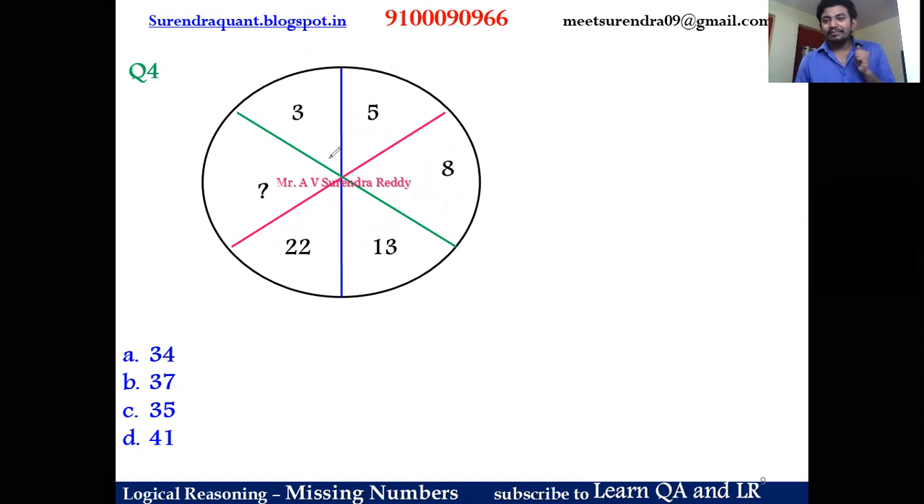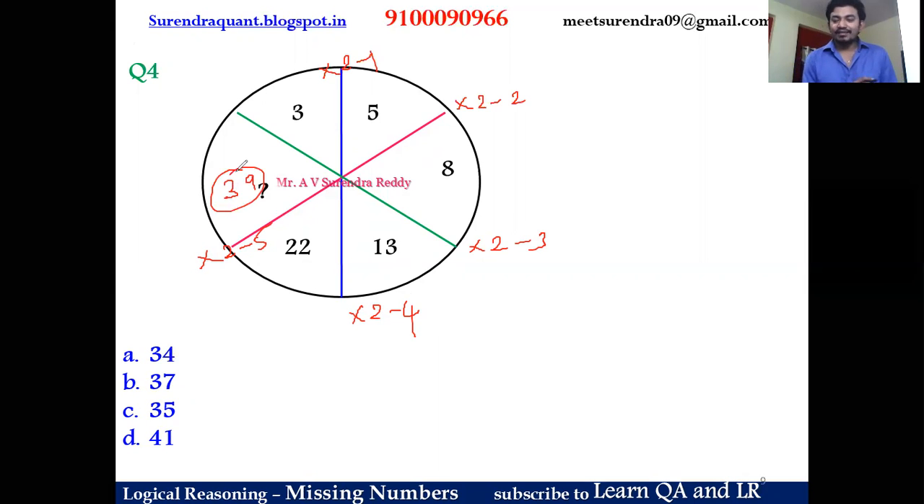Any idea, anybody? If you think in terms of 3 into 2, 6 minus 1, 5. 5 into 2, 10 minus 2, 8. 8 into 2, 16 minus 3, 13. 13 into 2, 26 minus 4, 22. 22 into 2, 44 minus 5, 39. But 39 is not there in the options, which means, is the question wrong? No, the question is correct. That means there is some other logic that you must think of. So with this logic, you are not able to get the answer.